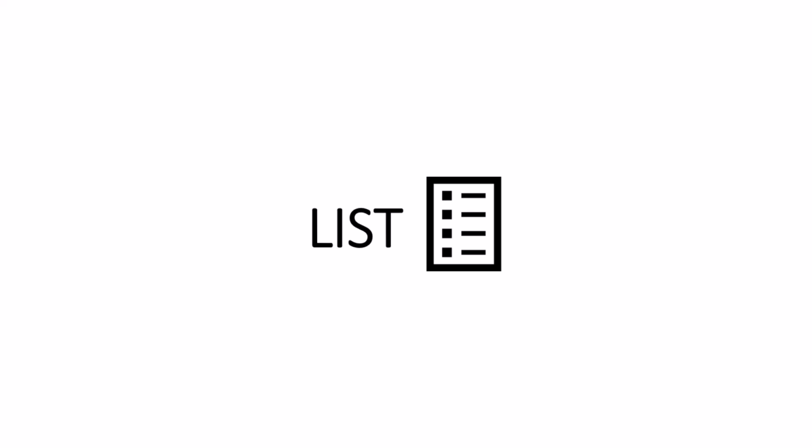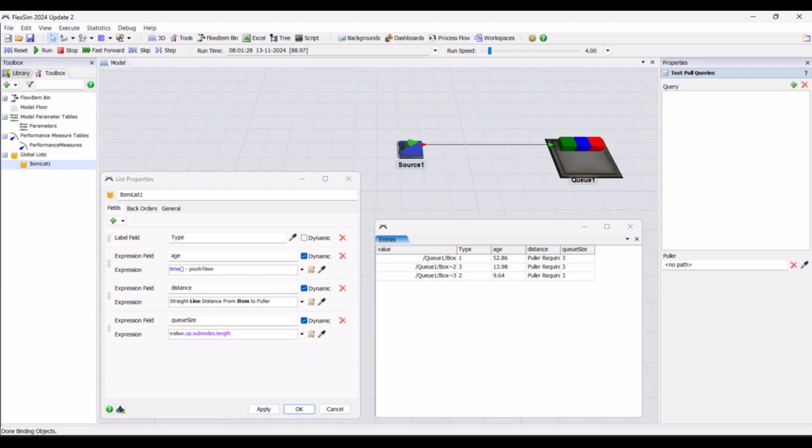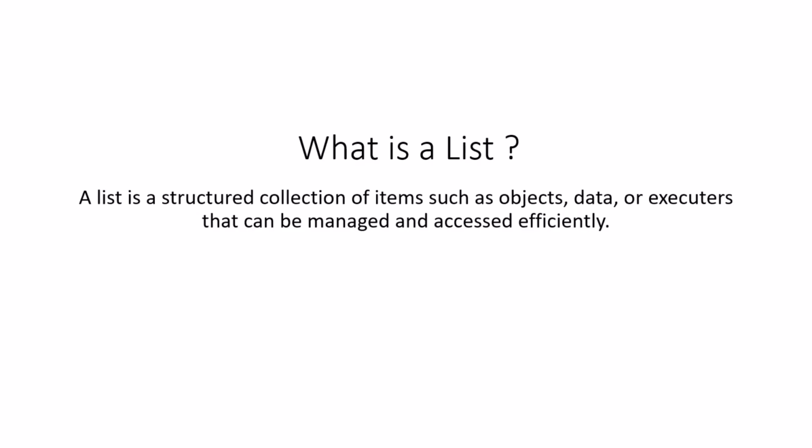Welcome to our channel. In this video, we'll explore the concept of lists in FlexSim and how they work to manage complex workflows. What is a list? A list is a structured collection of items such as objects, data, or executors that can be managed and accessed efficiently. A list is like a box where you can keep related things together to make it easier to manage them in your simulation model.